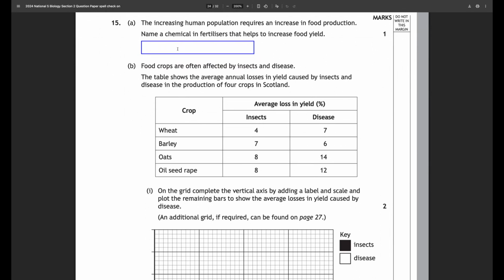Question 15a. The increase in human population requires an increase in food production. Name a chemical in fertilizers that helps to increase the food yield. We've got a nice wee chemical inside our fertilizers called nitrates, which the plants, of course, use to build up amino acids into proteins. And then, of course, that plant protein is eaten by animals and passed on and so on. So we need plenty of nitrates within our soil for our plants to grow strong and healthy and give a good food yield for the organisms that consume them.